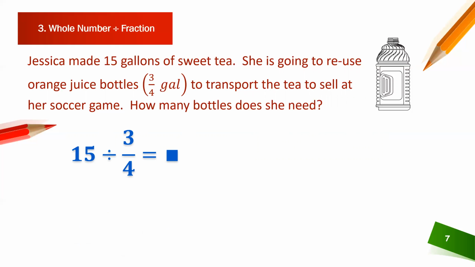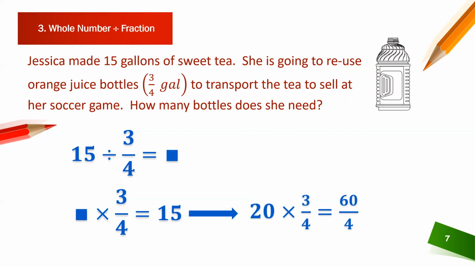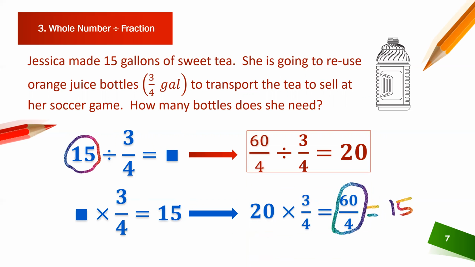15 divided by 3/4 is what? Well, that means what times 3/4 gives me 15? How many groups of 3/4 will give me 15? Well, 20 groups of 3/4 is 60 quarters, which turns out to be 15. Now, how do you relate that 15 to the 60 over 4? Well, let's take a look. Instead of thinking 15 divided by 3/4, we can think of it as 60/4 divided by 3/4 is 20.